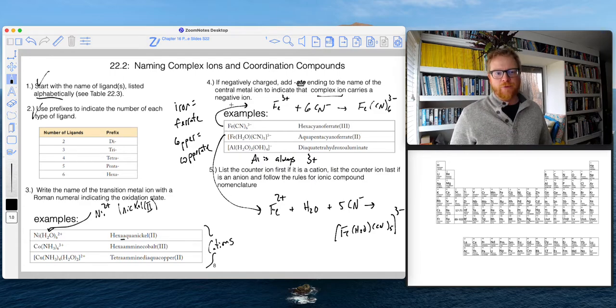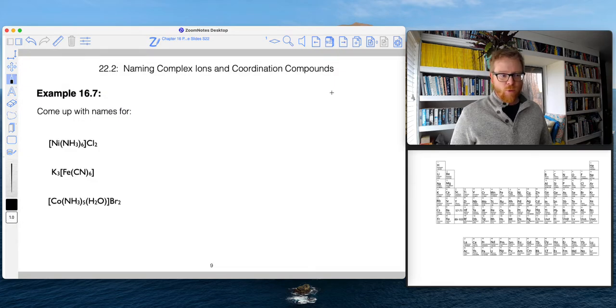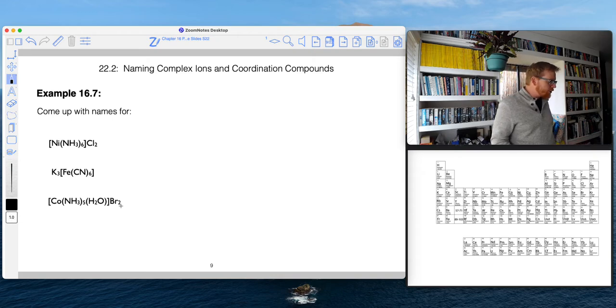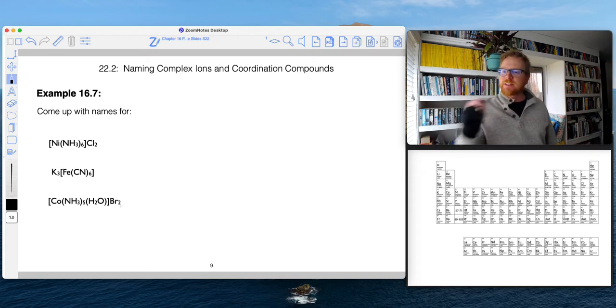So now for the final step, okay, we list the counter ion first if it's a cation, list the counter ion last if it's an anion, and follow the rules for ionic compound nomenclature. So, for example, here's a whole bunch of things. I want you to stare at these for a minute. I'm going to stop this and I'm going to record a part C, but I want to see if you can work this out before I work through them. Okay? Go for it.